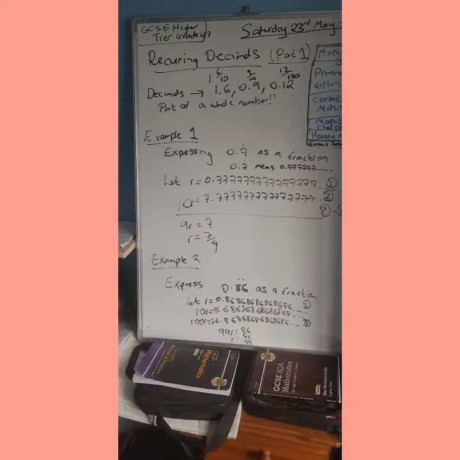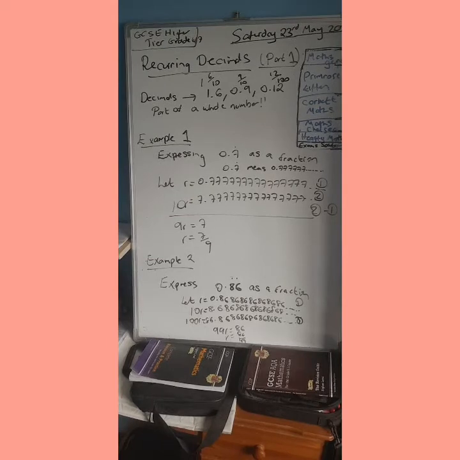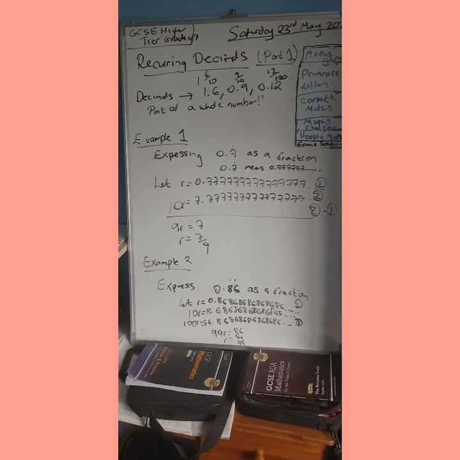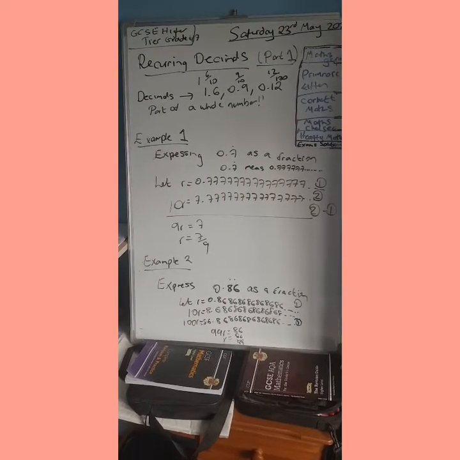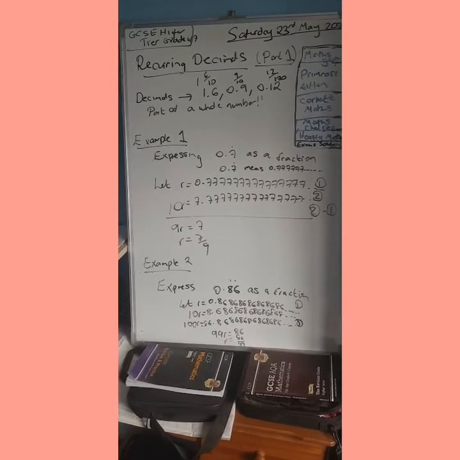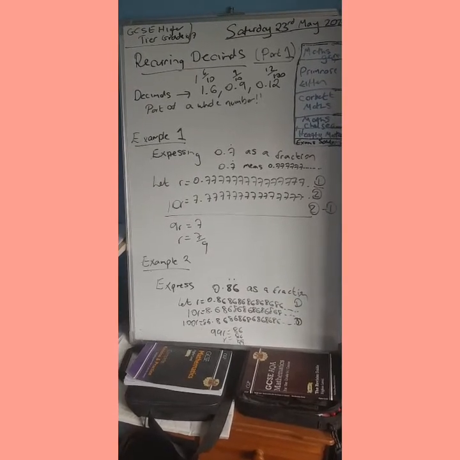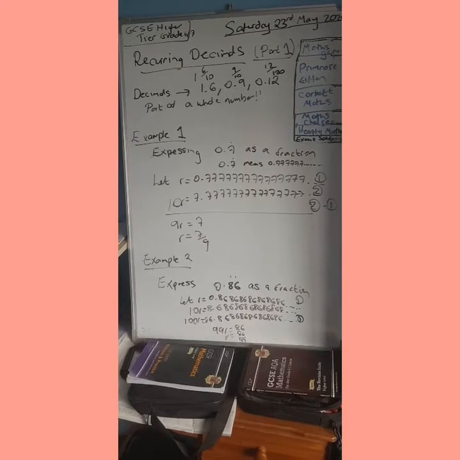Okay, I can see why that thinking would work. But any decimal, whether it's recurring or not recurring, can be expressed as a fraction, because we can have odd fractions.